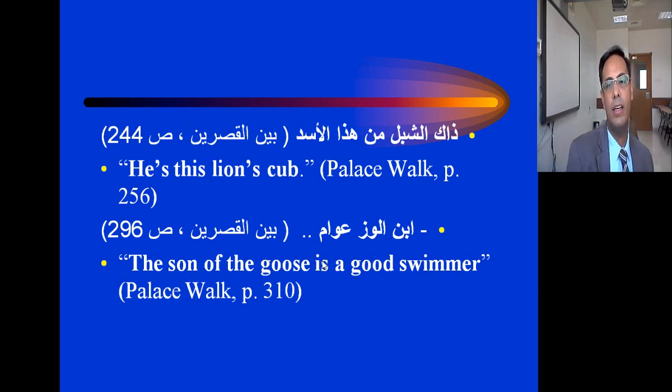Another proverb or metaphor, ابن الوز عوام. It is taken from نجيب محفوظ, بين القصرين. The son of the goose is a good swimmer. This is a very, very literal translation. It has the same meaning as like father, like son. So this is not a good translation.